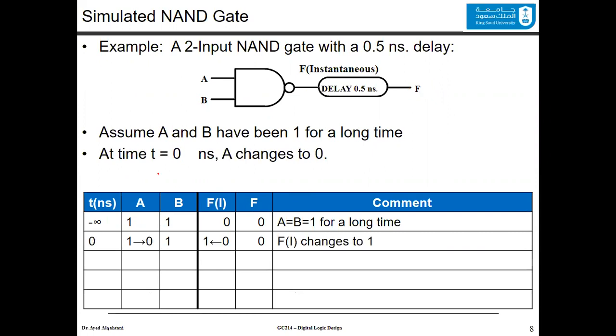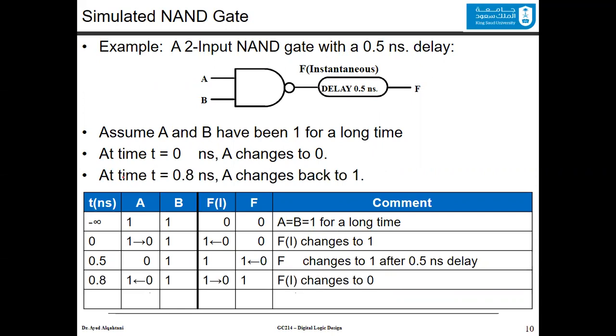Now, suppose that at time t equal to 0, we change A from 1 to 0, and we keep B the same. At the exact moment where t is equal to 0, F instantaneous will change directly from 0 to 1 because this is a NAND circuit. However, F will not change yet. It will keep its old value because we still haven't passed this 0.5 nanosecond. Only after 0.5 nanoseconds, F will change from 0 to 1, meaning that F followed F instantaneous only after this amount of delay.